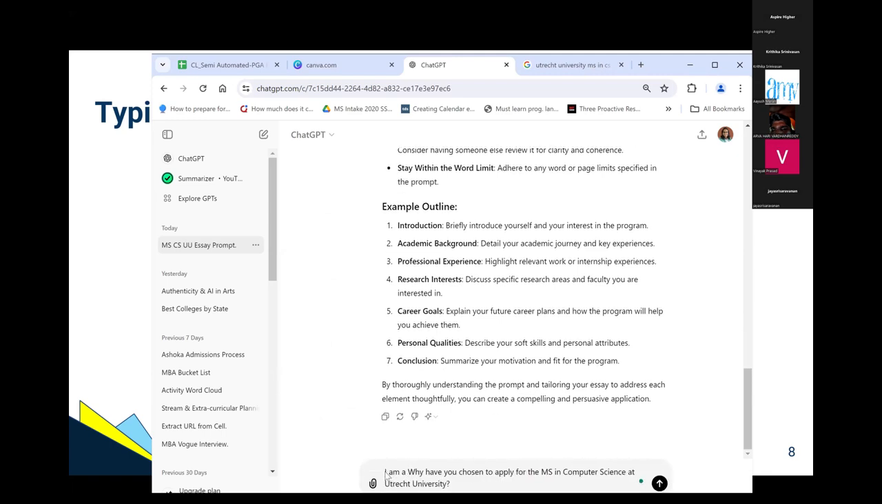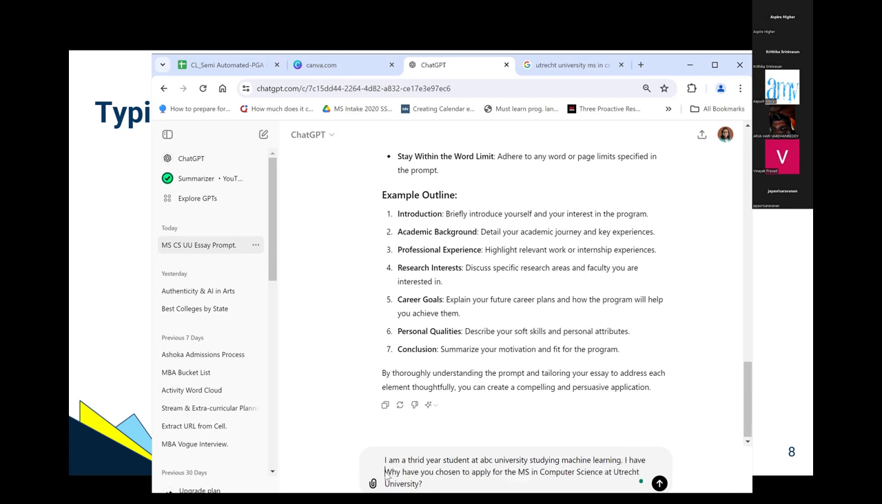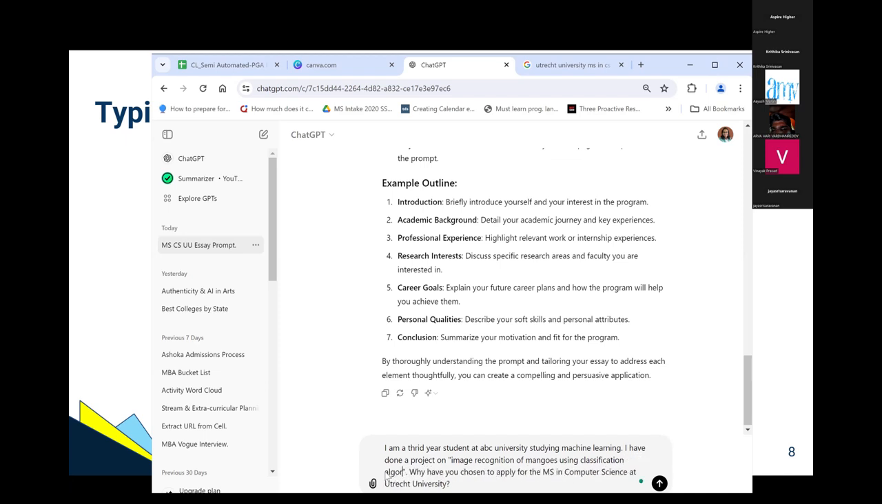And I would say, look, I am a third year student at ABC University right now, studying machine learning. Let me just put it this way. And I have done a project on image recognition of ripe mangoes. Okay, because I love mangoes, guys, and it's summertime. That's what gets me going. Anyway, so image recognition of mangoes using classification algorithms, blah blah blah. So I have done this particular project, and then you can say that I'm interested in artificial intelligence and understanding algorithms in general. Okay, so I can obviously give a bigger, nicer prompt.